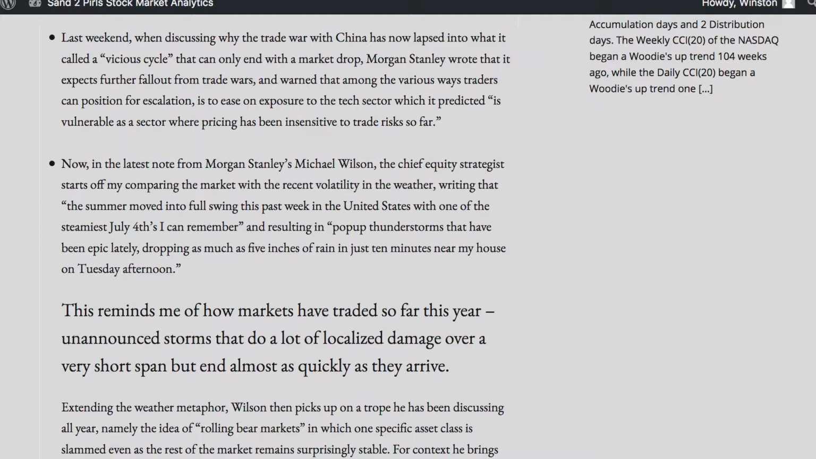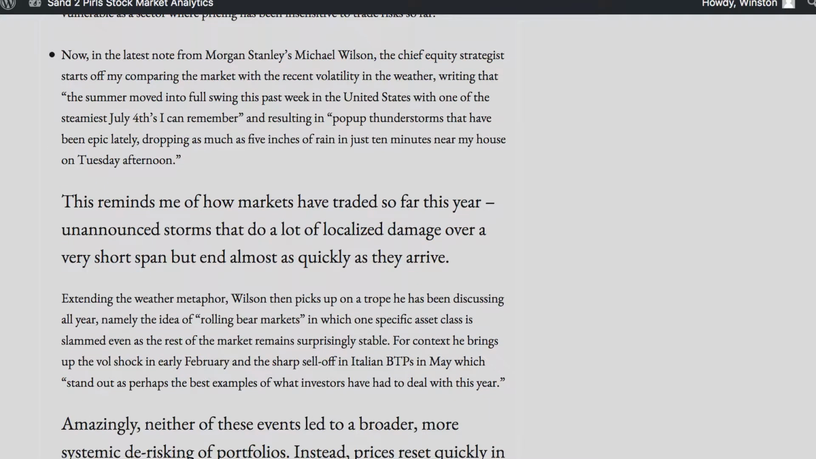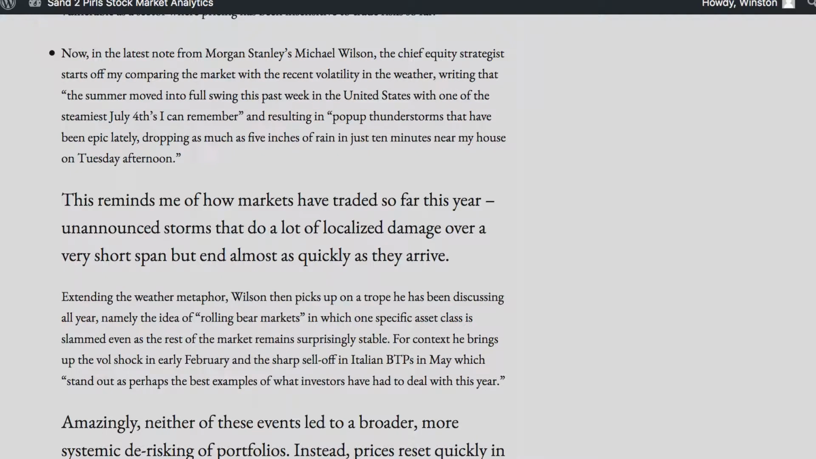Now, in the latest note from Morgan Stanley's Michael Wilson, the chief equity strategist starts off by comparing the market with the recent volatility in the weather, writing that, quote, the summer moved into full swing this past week in the United States, with one of the steamiest July 4ths I can remember, close quotes, and resulting in, quote, pop-up thunderstorms that have been epic lately, dropping as much as 5 inches of rain in just 10 minutes near my house on Tuesday afternoon, close quotes.